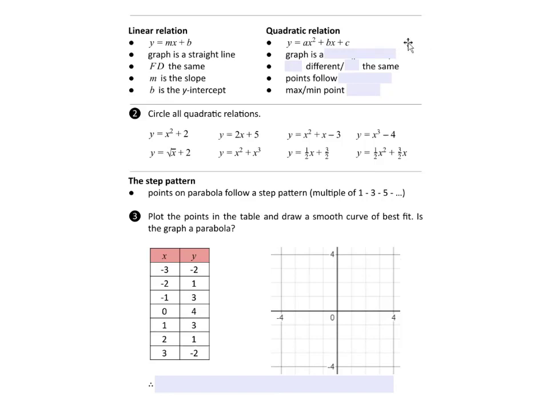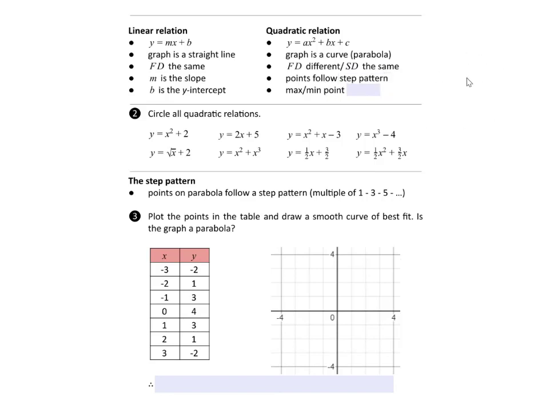In a quadratic relation, the graph of a quadratic relation is actually called a parabola. You may have heard that. It's a curve, but it's named a parabola. The first difference is different. That means that it's not consistent like our linear relation. However, our second difference is the same.